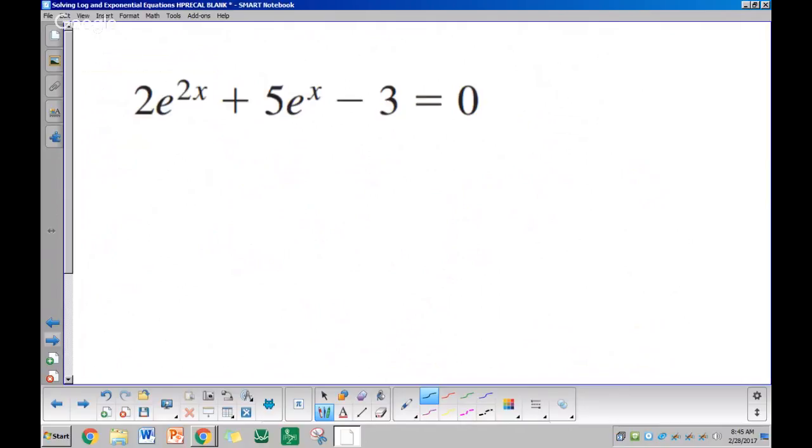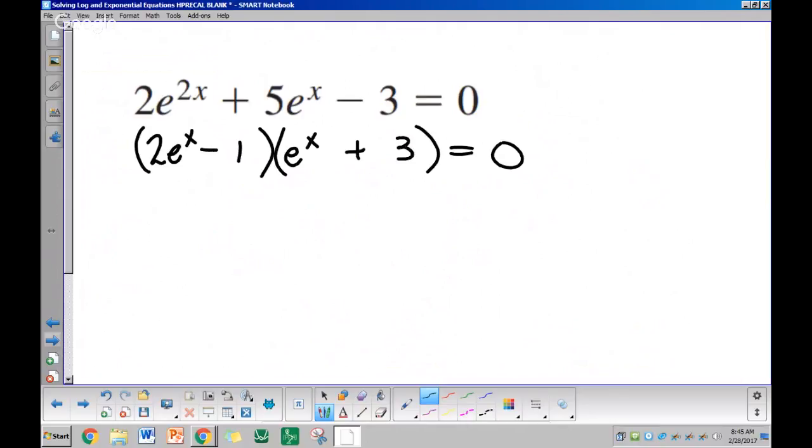Well, this is already a quadratic kind of a situation, isn't it? You say 2 times e to the x. Let's see if it factors like we'd like to normally factor it. We could say 2 e to the x times e to the x gives you 2 e to the 2x. Minus 1 plus 3. And so now we have two equations. We're going to say 2 e to the x minus 1 equals 0, or e to the x plus 3 equals 0.